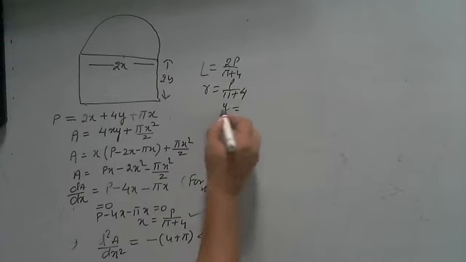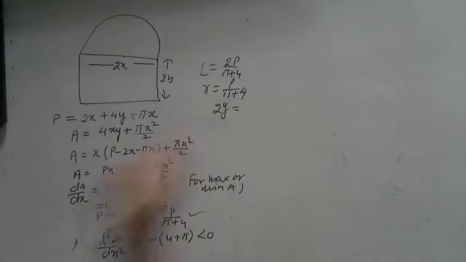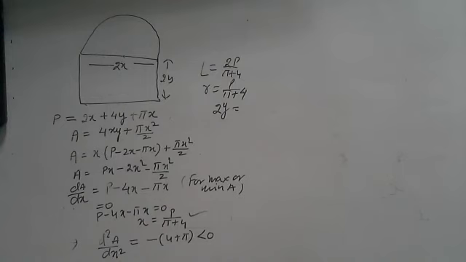One thing more left, that is we need to find 2y. 2y. When you solve it, it also gives you p upon pi plus 4. You can do this calculation, solve and check. So in this way we have found the dimensions of this given figure.